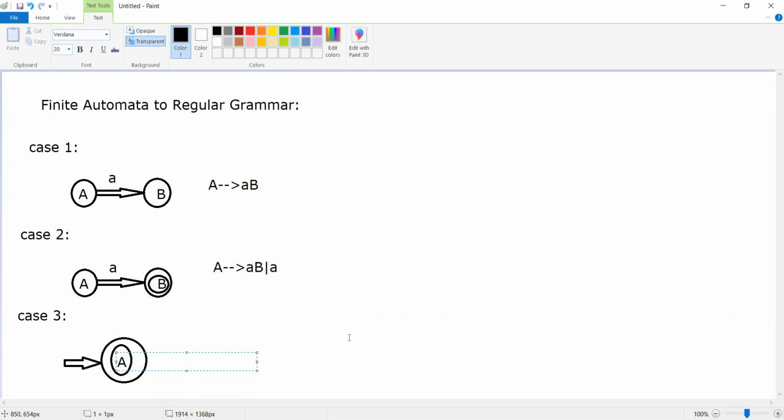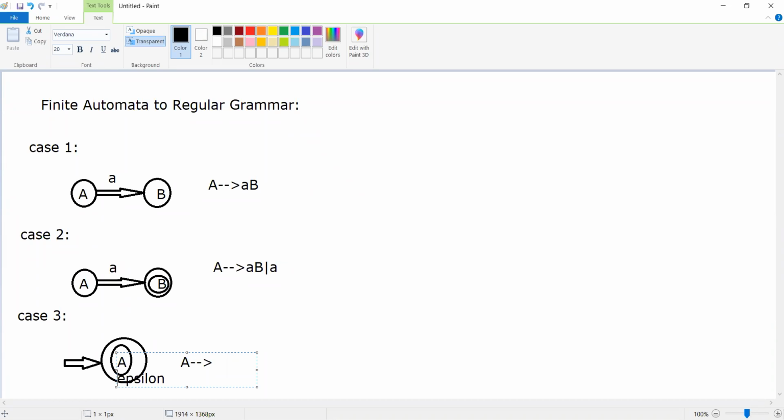Capital A. When we have some state which itself is going to act as both the initial and the final state, in such cases we will be having the transition called epsilon transition. Please try to understand.